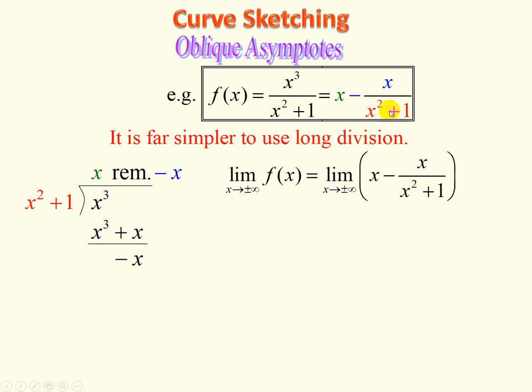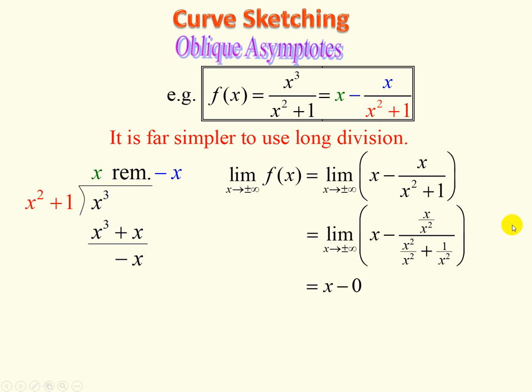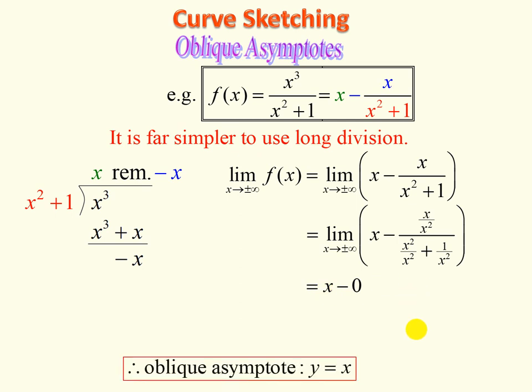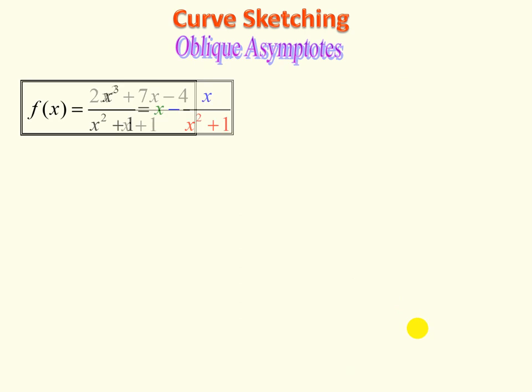So, all we have to do is find the limit of that, the limit of the function as x tends to infinity. We'll do it in the formal way, dividing through by x squared, but you can probably see already that it's going to go towards 0. So the limit of f of x as x tends to infinity or negative infinity is x. And there is our oblique asymptote, far simpler.